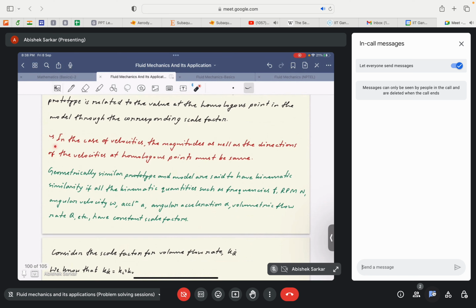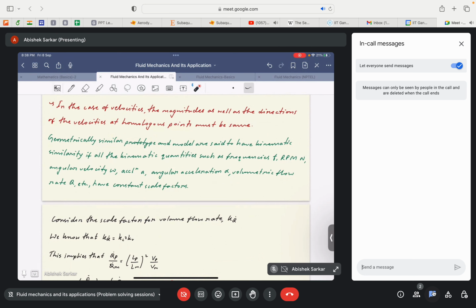Similarly, in the case of velocities, the magnitudes as well as the direction of the flow velocities at homologous points must remain the same. Homologous points, I guess, is discussed in the lecture, so I won't go back. It basically means similar points in the correspondingly similar dimensions in the case of a prototype and a model. I guess it's the simplest way to explain it, but if you have any doubt, I again suggest that please go back to the lecture so that you can get a proper idea.